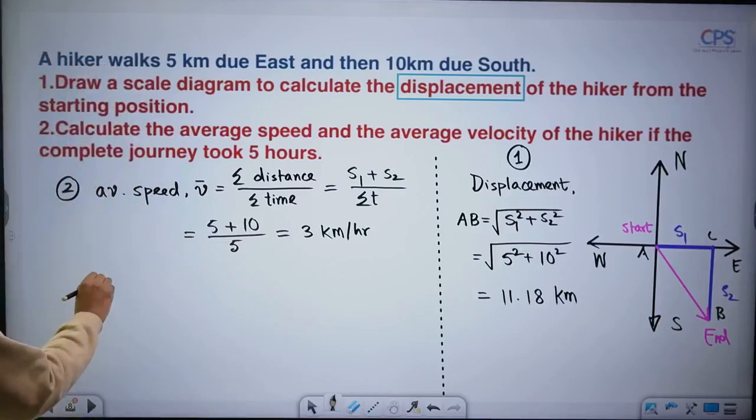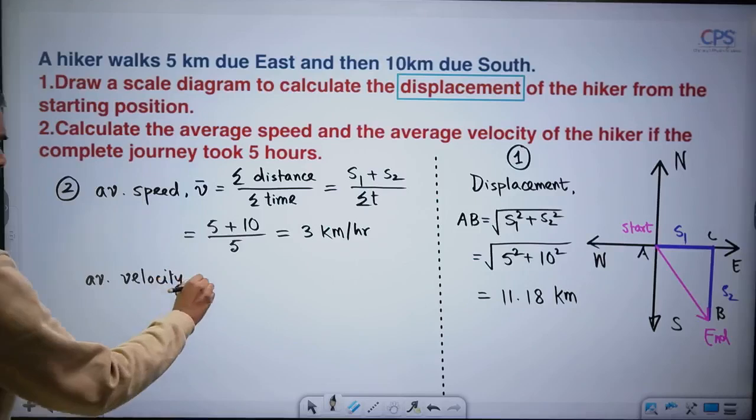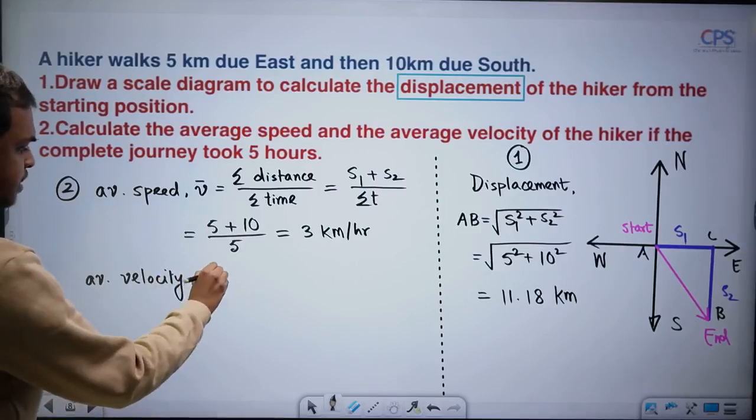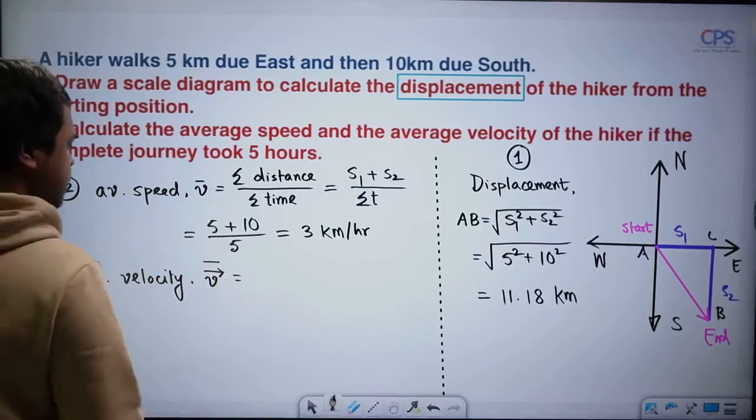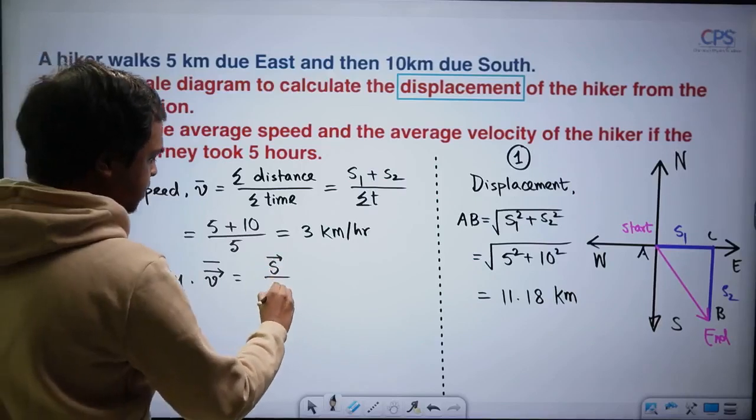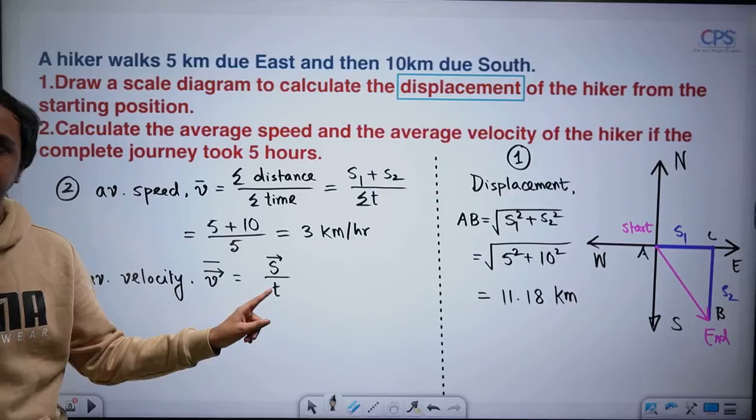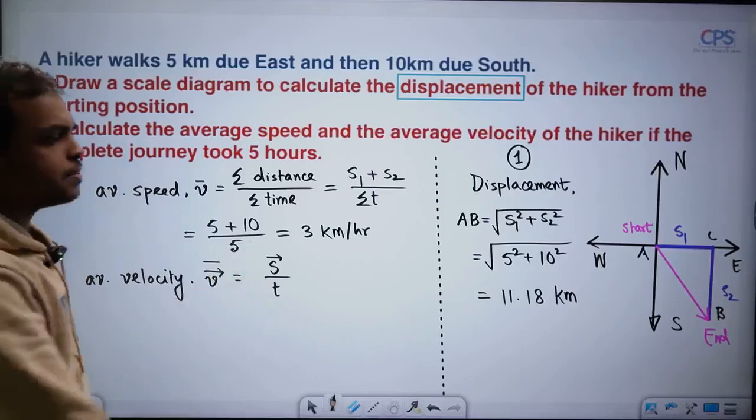Now, average velocity. So the velocity vector is S by T, right? S means the displacement and T means time. How much is the displacement?